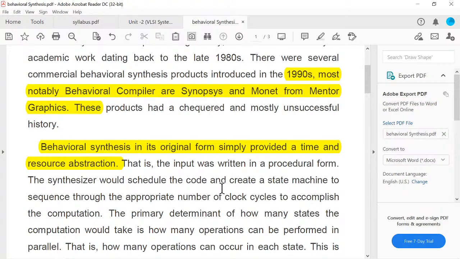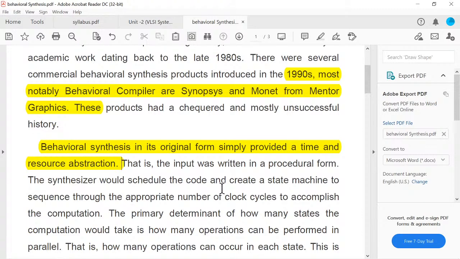But in high level synthesis, the designing starts from the behavior of the element. The designing basically starts from the behavior of the element, not from the boolean expression. In logic synthesis, designing starts from the boolean expression, but here the designing starts from the behavior of the circuit, the behavior of the element. We can say it starts from a more abstract level. Now what is the meaning of abstract level?